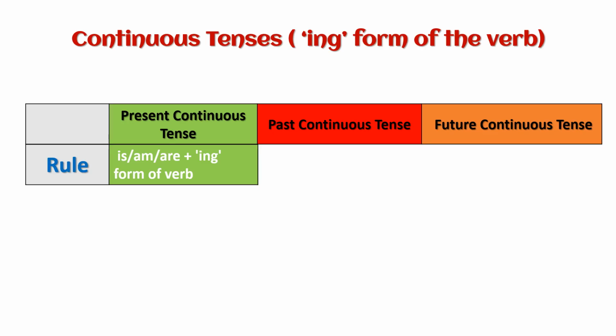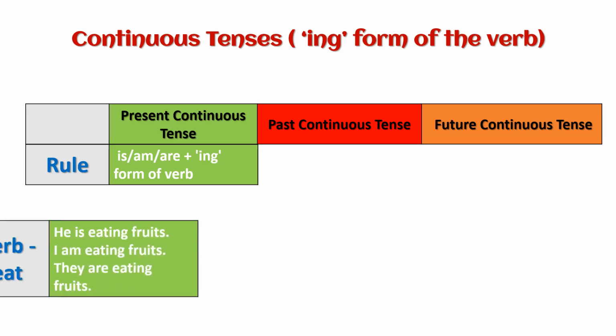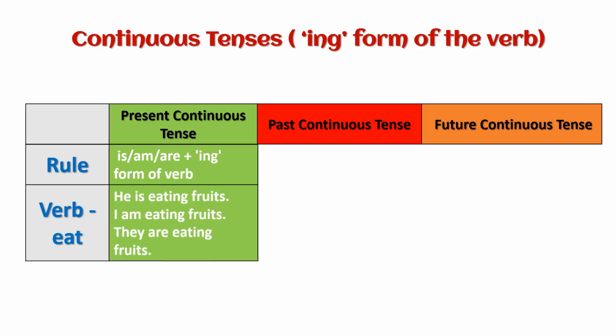For example, let us see the example that we have taken of the verb eat. He is eating fruits. I am eating fruits. They are eating fruits. Remember children that with singular subject, with he, she, it, we always use is. With I, we always use am. And with the plural subject like they, we always use are. So remember here in present continuous tense, we use helping verb plus ing form of verb.